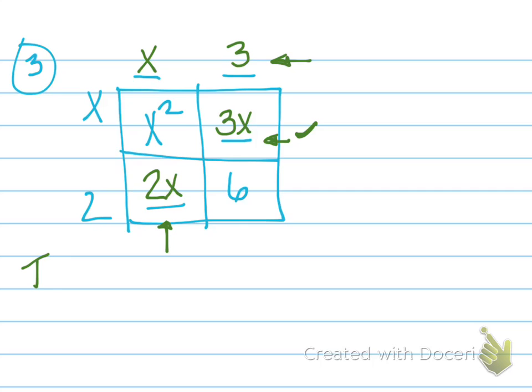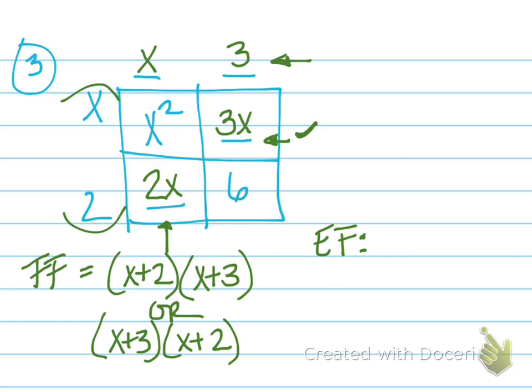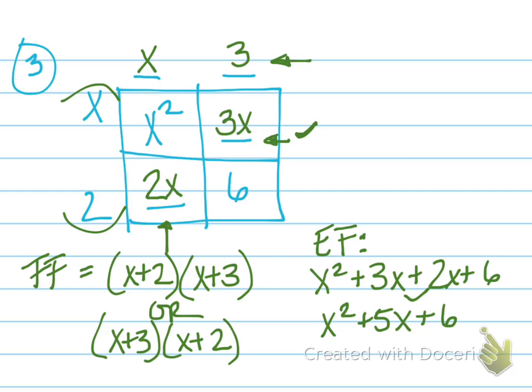And here we go, factored form. Either x plus 2 times x plus 3, or x plus 3 times x plus 2 is also fine. And expanded form, we write it all out. x squared plus 3x plus 2x plus 6. And combine your like terms, x squared plus 5x plus 6. And here's our expanded form.